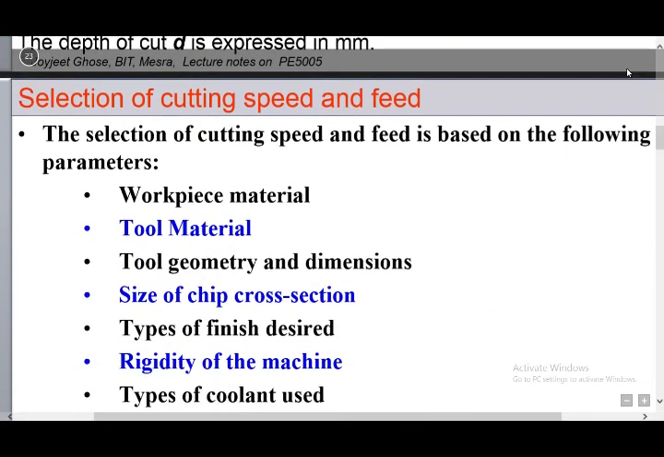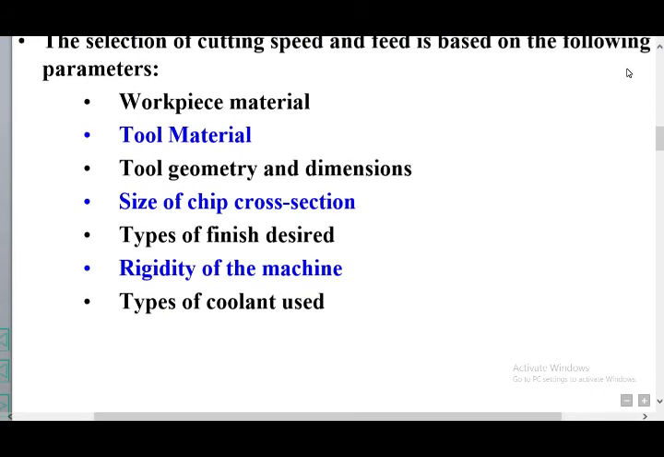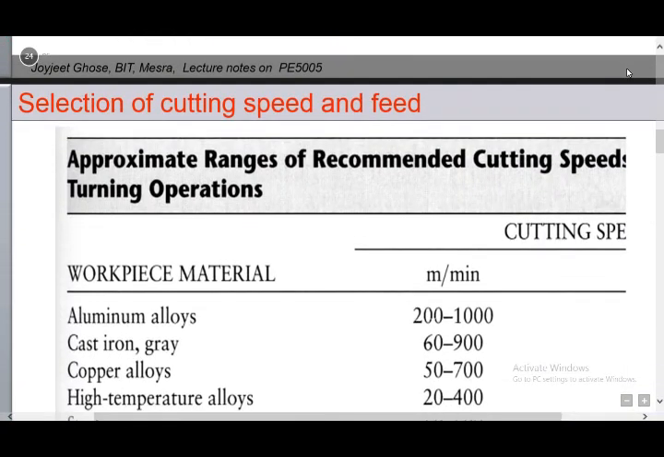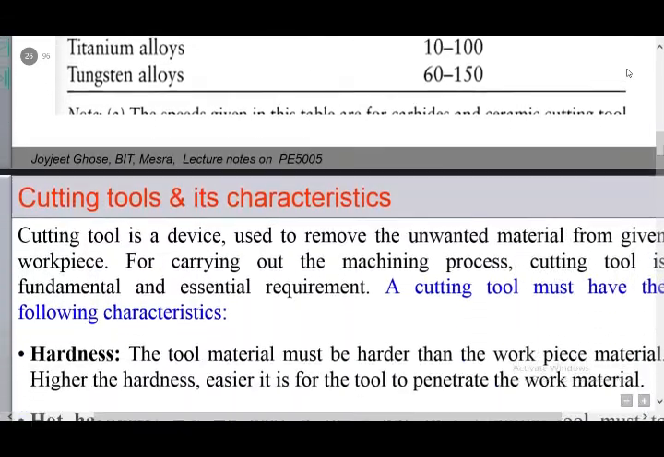Selection of cutting speed and feed. The selection of cutting speed and feed is based on the following factors: workpiece material, tool geometry and dimensions, the size of the chip cross section, type of finish desired, rigidity of the machine, and type of coolants used. Next, selection of cutting tools.